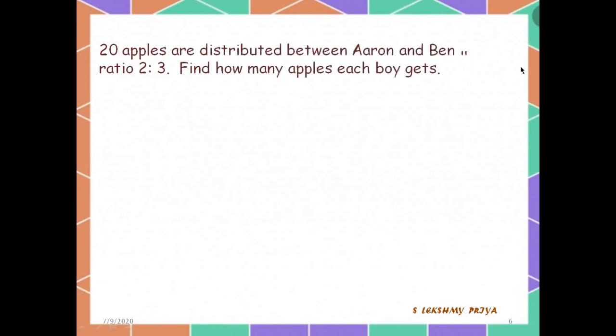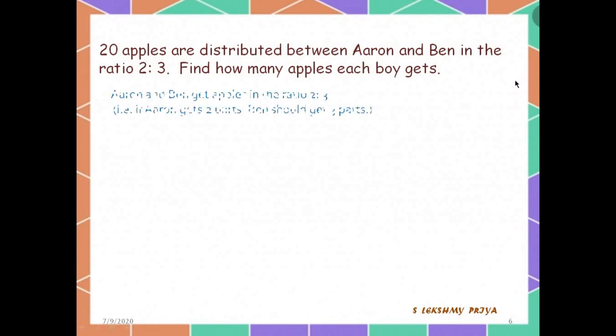Let's see another example. 20 apples are distributed between Aaron and Ben in the ratio 2:3. Find how many apples each boy gets. The ratio is 2:3. The meaning is, if Aaron gets 2 parts, then Ben should get 3 parts. Let's try to find the answer for this problem.